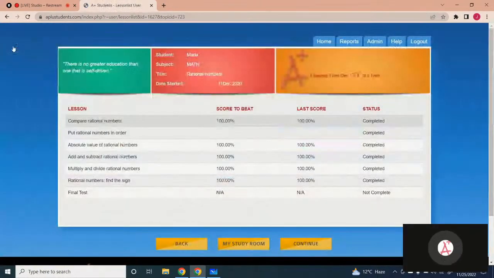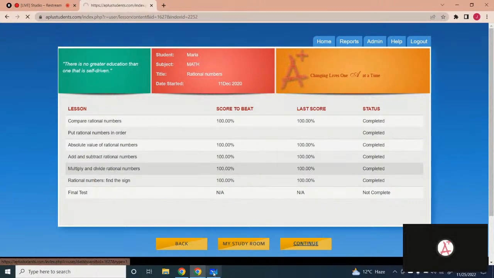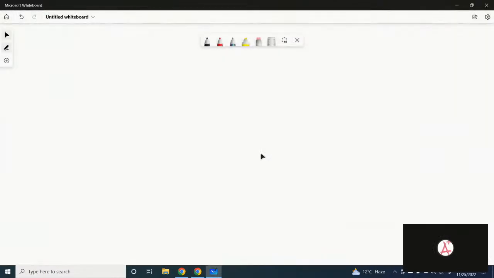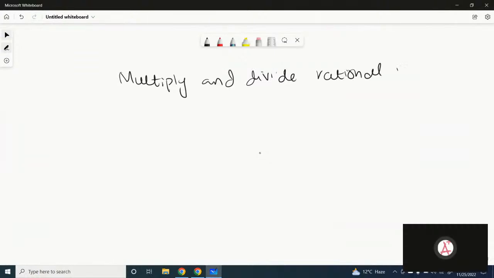And the next one is multiply and divide rational numbers. Let's start with the next lesson, that is multiply and divide rational numbers. Let me write down the lesson name, then we'll start. Multiply and divide rational numbers.